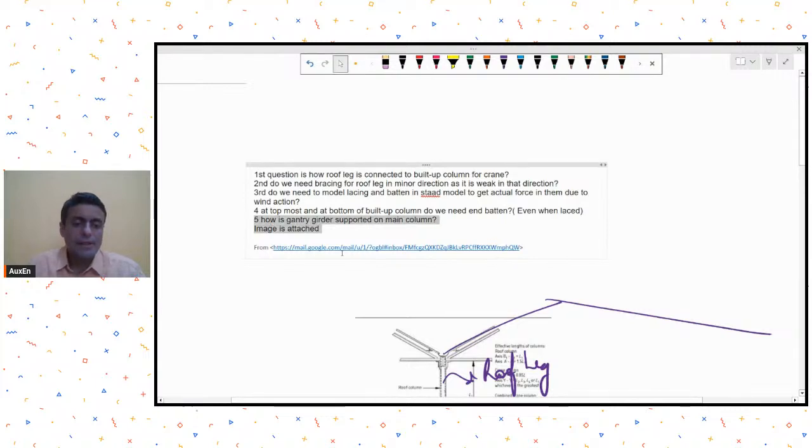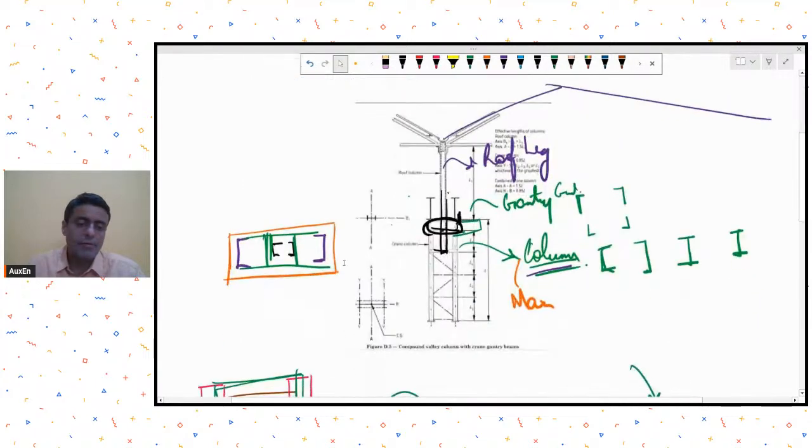How is gantry girder supported on main column? Again, there can be multiple options. One of the options is the image that you have shown over here, where the gantry girder is resting on this column itself. Another option, if you don't have so much space available, is to take out a bracket from your column and then rest a gantry girder on it. That can be one of the other options.